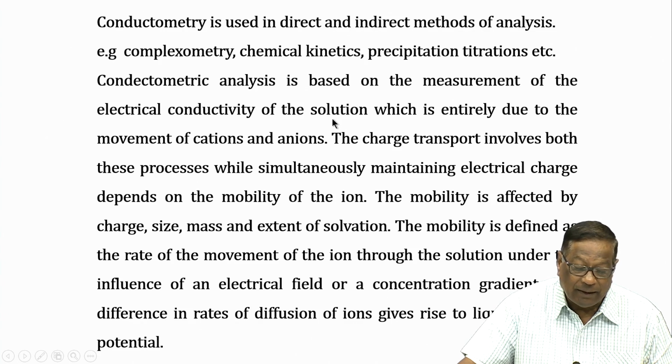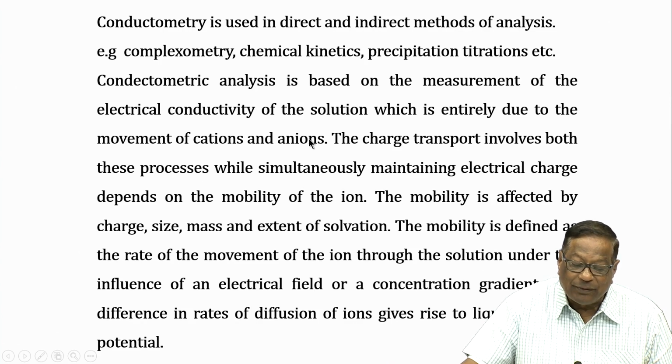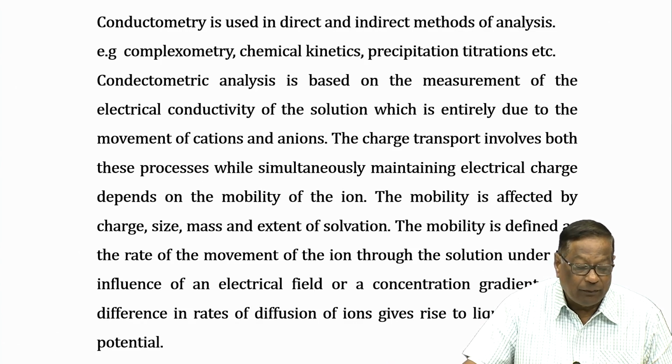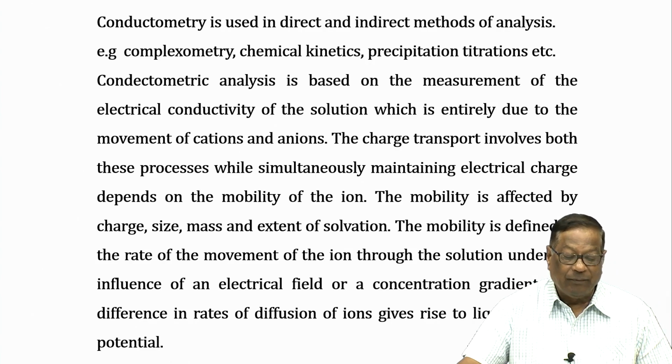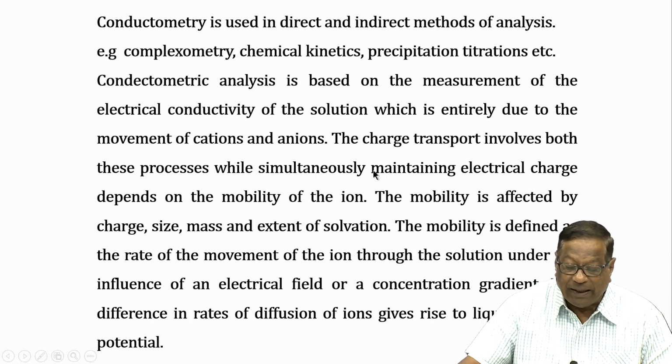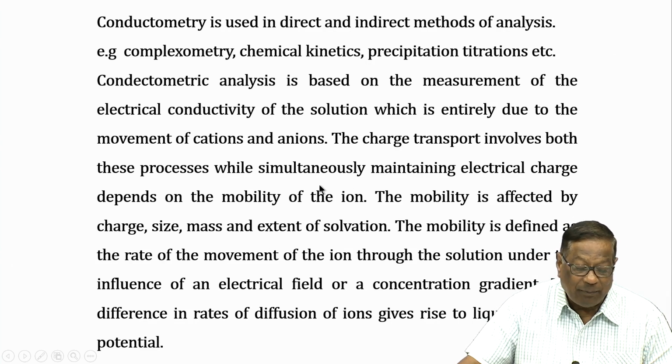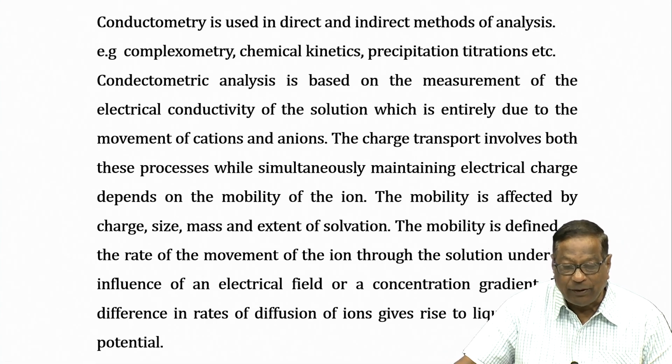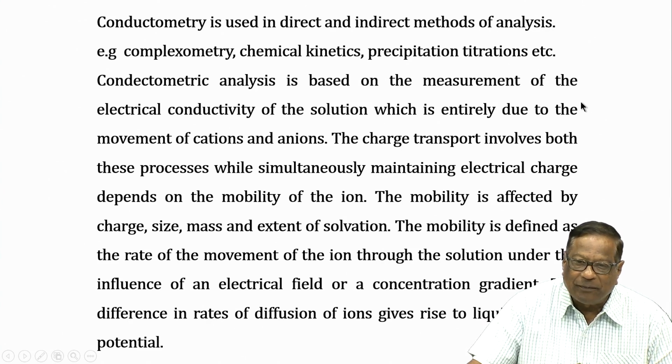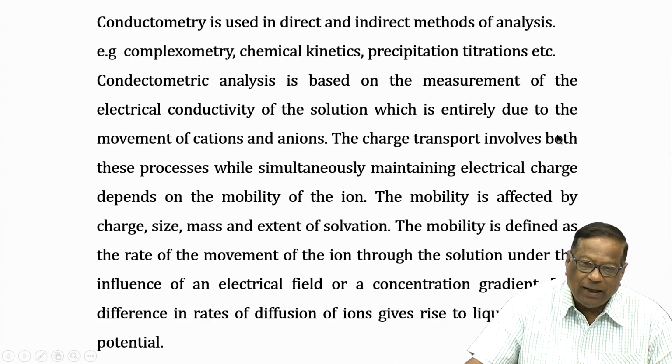So, conductometric analysis is based on the measurement of the electrical conductivity of the solution, that is directly entirely due to the movement of cations and anions. So, the charge transport involves both these processes while simultaneously maintaining electrical charge that depends on the mobility of the ion. So, different ions move towards cathode or anode at their own speed. It is like a running race where there are several participants. All the cations will be moving towards the cathode and all the anions will be moving towards the anode.